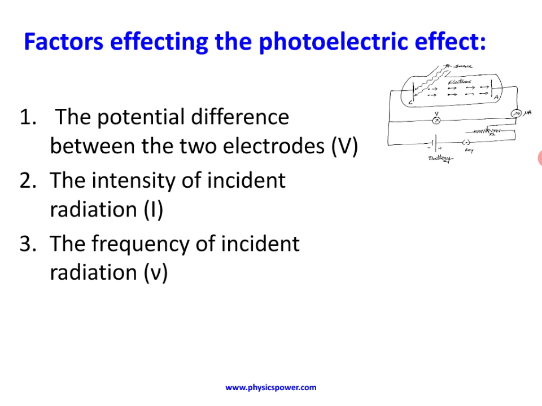Next, the fourth one: nature of the metal used. Here they first studied experimentally on a zinc plate. Afterwards they wanted to find out whether this effect was given only by the zinc plate or by other metals too. They studied different metals also, and finally they observed that, as compared with other metals, group 1A elements give this photoelectric effect easily.